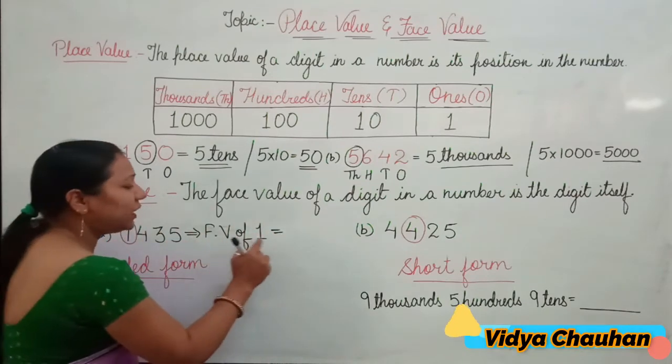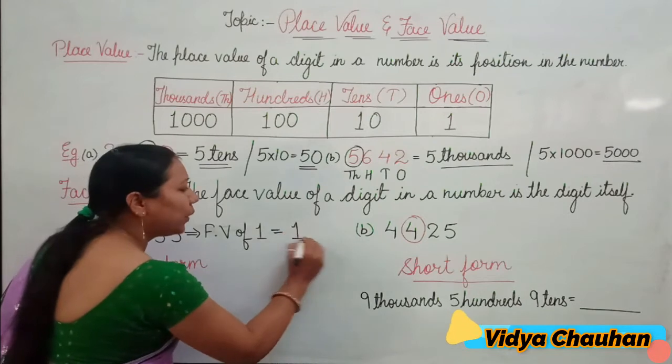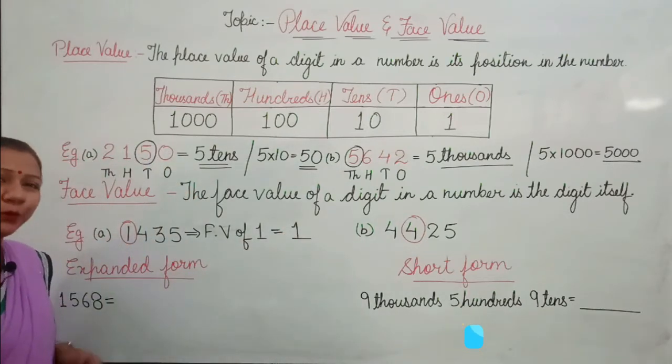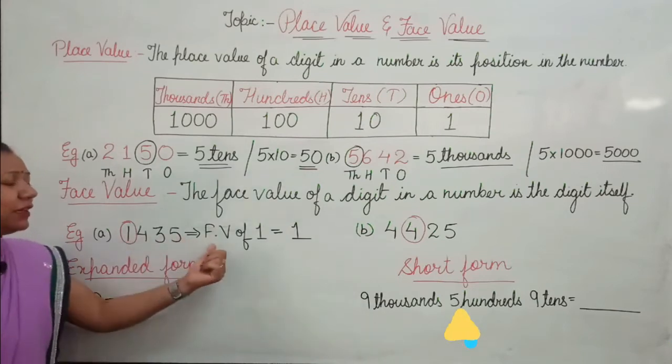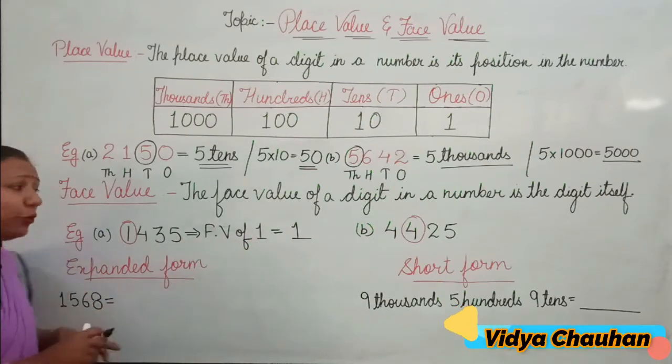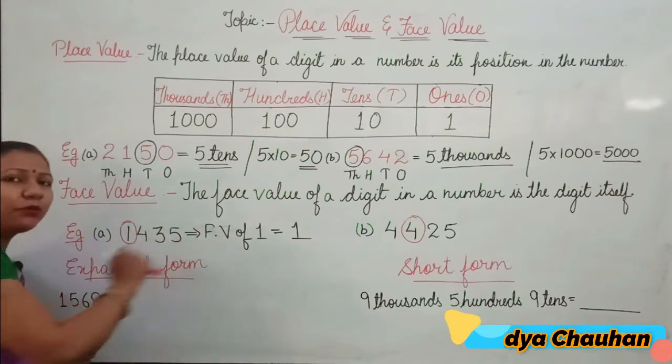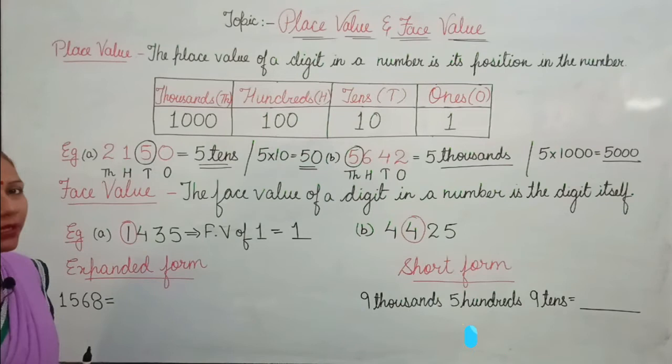1. So the face value of 1 is 1 itself. That means the digit itself. Okay students, so this is how you can find the face value. Face value means whichever digit is circled, that will be the face value of the digit.